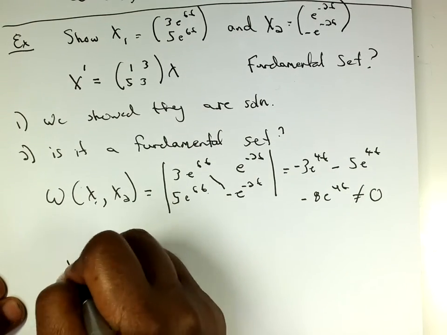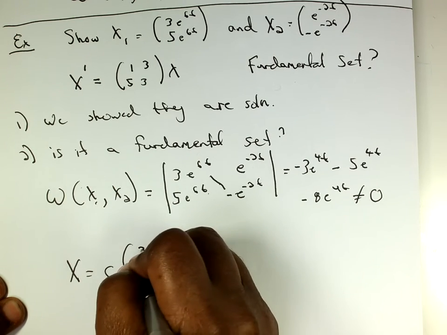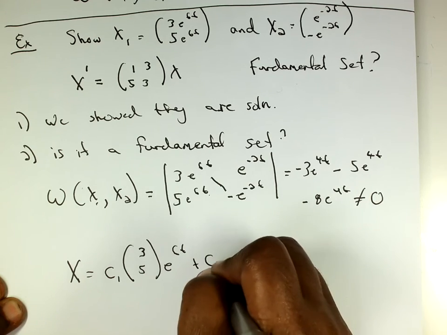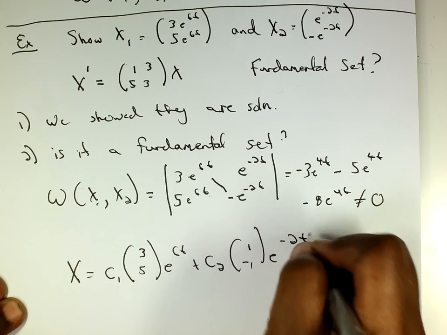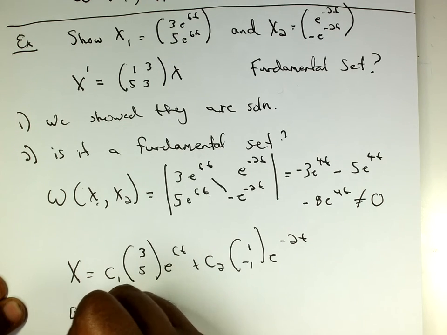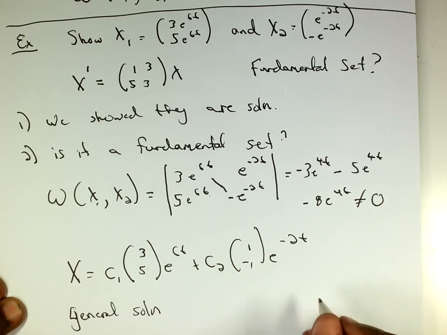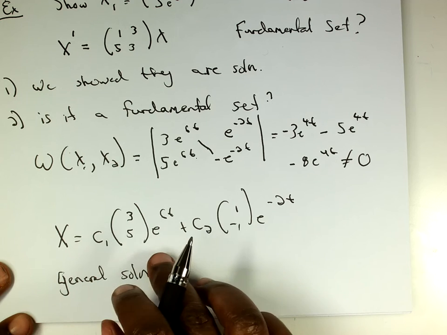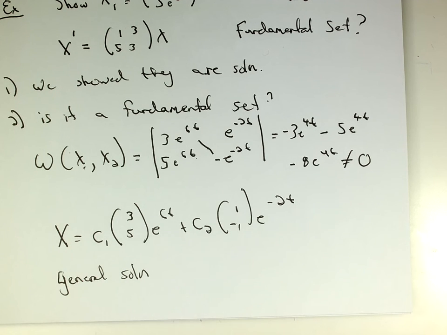So our solution is C1 times 3, 5 e to the 6t plus C2 times 1, negative 1 e to the negative 2t, which is the general solution. We proved that these are linearly independent vectors, and then the general solution is just writing that as a linear combination.